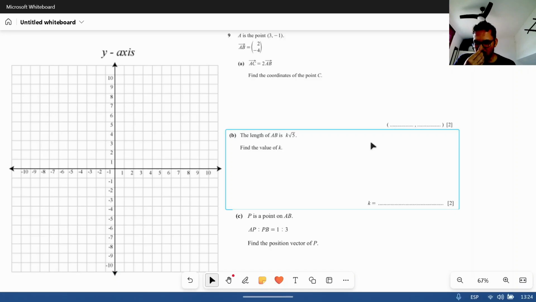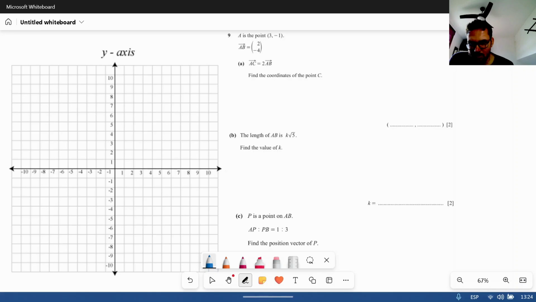Right, for question 9, I've moved on to here where I've got a Cartesian plane. The first thing we see is A is the point (3, -1). If you struggle with this question, it's always good to draw yourself a little diagram in the exam. So this is point A. Now AB is a vector. Remember, in a vector, the top number tells you how many spaces to go left or right. To the right is positive, to the left is negative. The bottom number tells you how much to go up or down. Positive, you go up, negative, you go down. So here, the 2 means we go 2 spaces to the right, and the minus 4 means we go 4 spaces down. Okay, so let's do that.